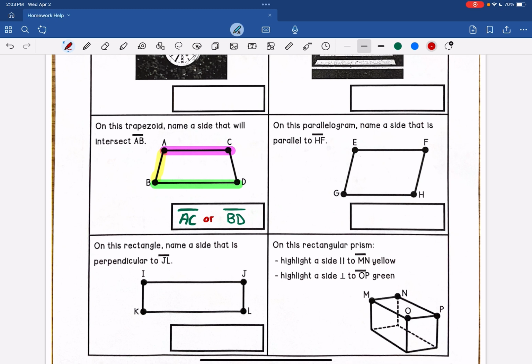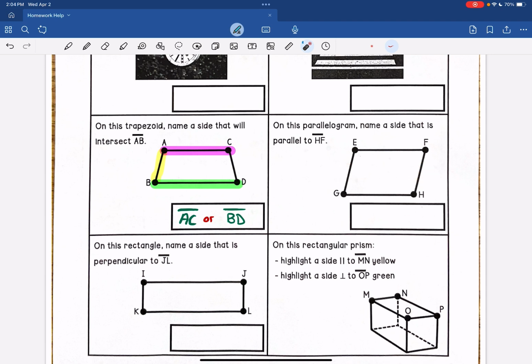Okay. Then this next one says, on this parallelogram, name a side that is parallel to side HF. Remember that a parallelogram is a shape that has two sets of parallel lines. So the top and bottom here are parallel, and then the left and right sides are parallel. So when we have two different sets of parallel sides, that shape is called a parallelogram. A square is a parallelogram. A rectangle is a parallelogram. This rhombus is a parallelogram. Okay? So two sets of parallel sides. Top is parallel to bottom, left is parallel to the right.